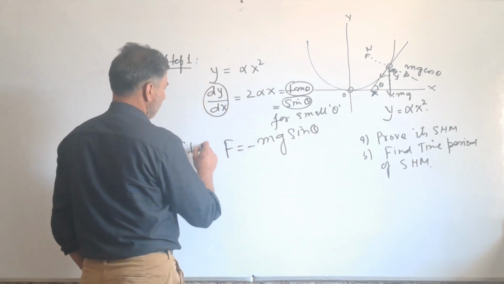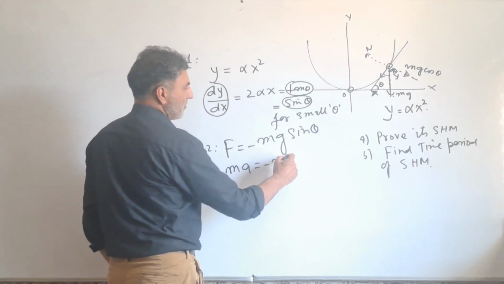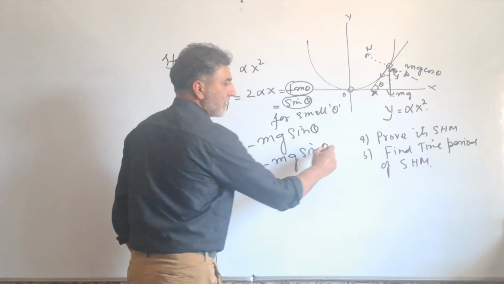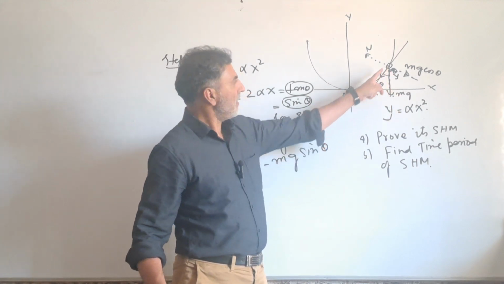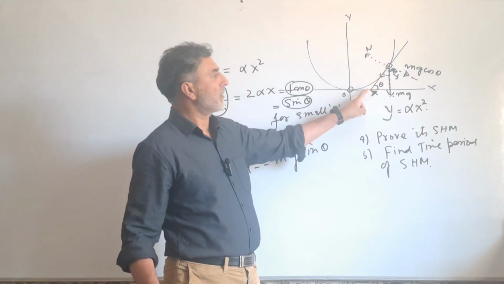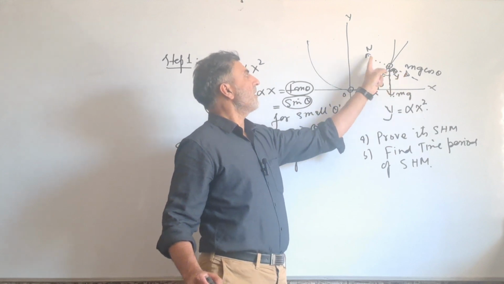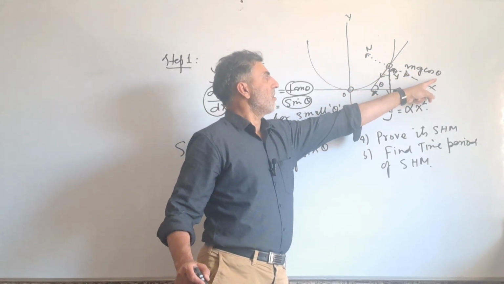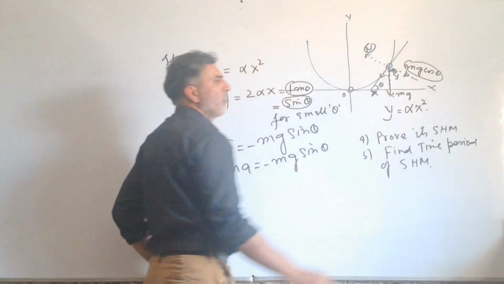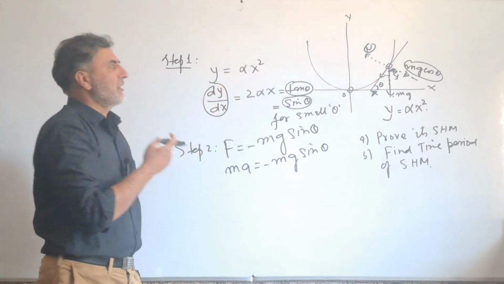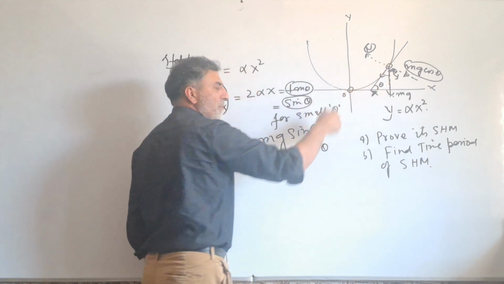It is step number second. Now F is nothing but ma according to Newton's law, so ma equals minus mg sine of theta. Is that right? The restoring force is the component of mg along this line, along the parabolic path, and mg cos theta will be balanced by the normal reaction. We don't need to consider those forces, because they are not responsible for getting it back to the mean position. It is only this force that brings it back to the mean position.